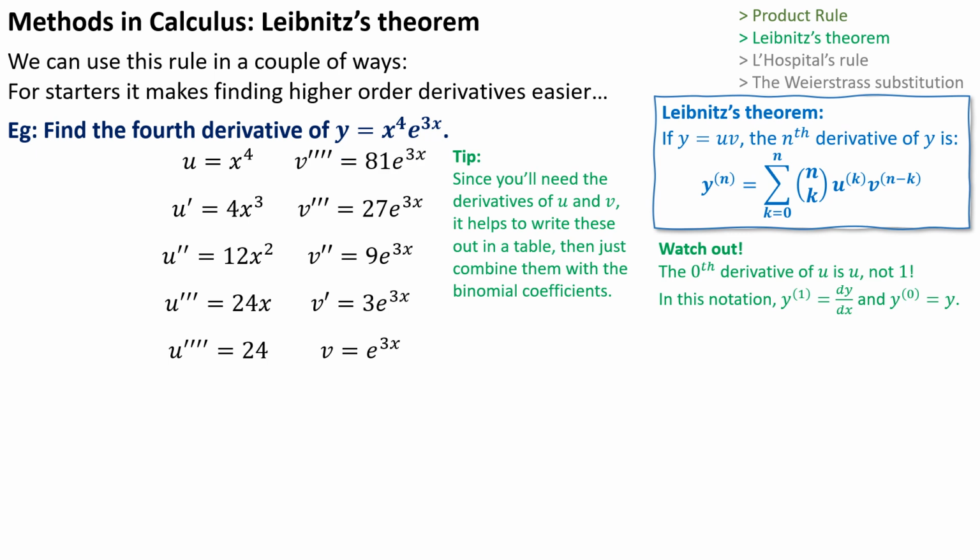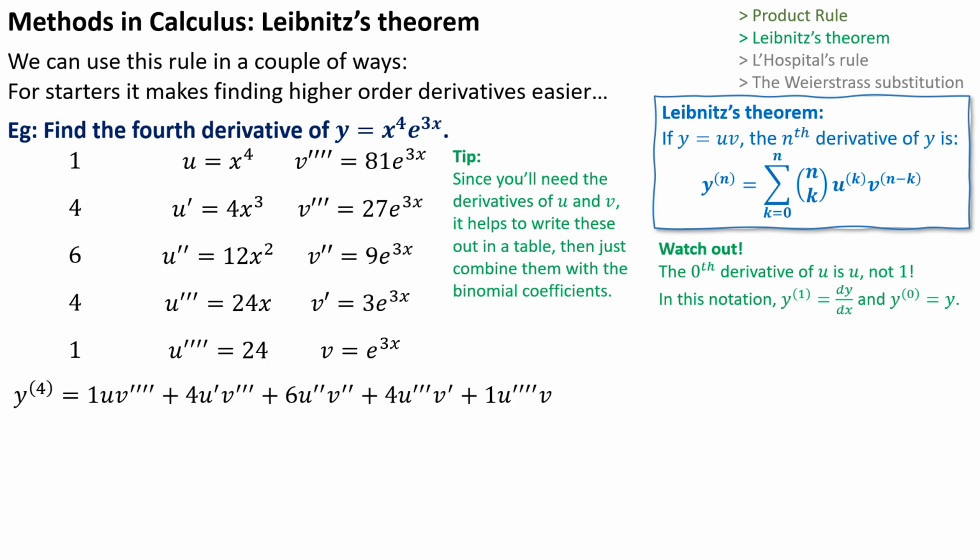The advantage of this now is that the derivatives are paired up in the way they should be according to Leibniz's theorem. The first derivative is paired with the third, the 0th derivative is paired with the fourth, and so on. The last thing I need is the binomial coefficients. So you can either write these directly using Pascal's triangle for small sizes of n, which is fairly common, or you can use the more general formula, which we'll talk about later.